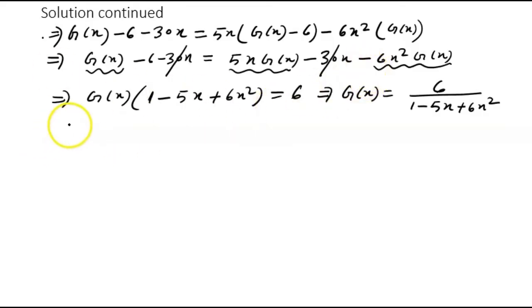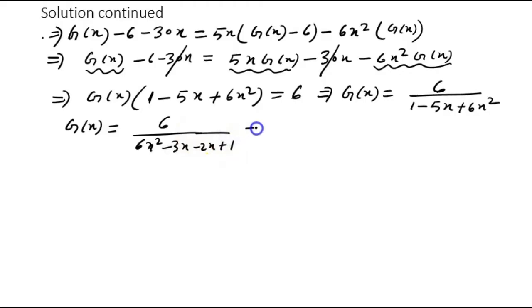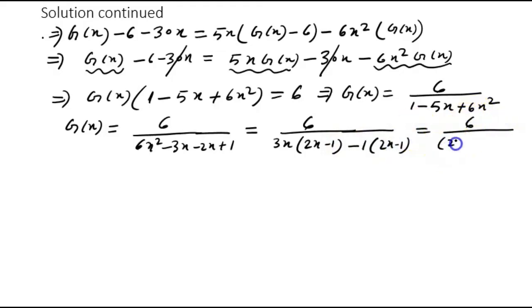So if I take this g(x) here, I am writing it separately, and then I will factorize the denominator. So the denominator here is 6x square minus 5x plus 1. If you factorize this, it will be 6x square minus 3x minus 2x plus 1, right? So you can take 3x common, and you will get 2x minus 1, and from here you can take minus common and you will get 2x minus 1. So you will get 6 by 2x minus 1 into 3x minus 1.